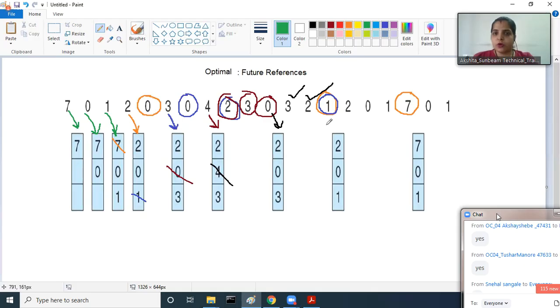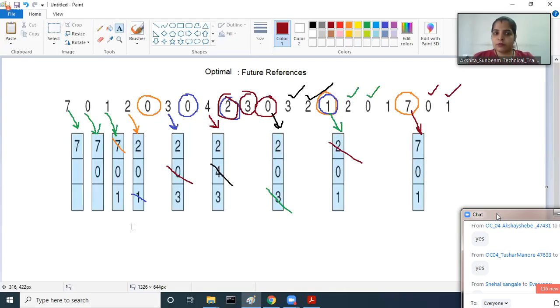I have to load 1. What is the previous status? It is 2, then 0, then 3, which is never used. 3 will be replaced with 1. 2 is there, 0 is there, 1 is there. Then 7 comes. I have to replace, but with whom? 2, 0, 1. 0 will be used here, 1 will be used here. Replace it with 2. That is this.